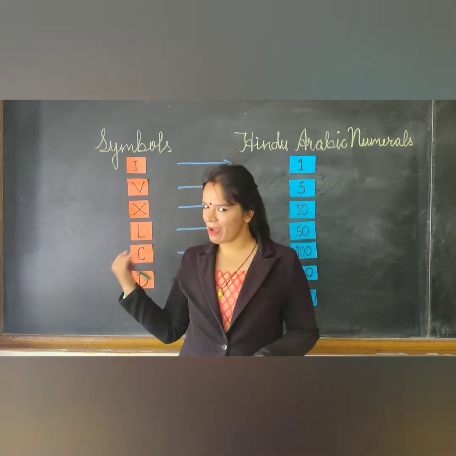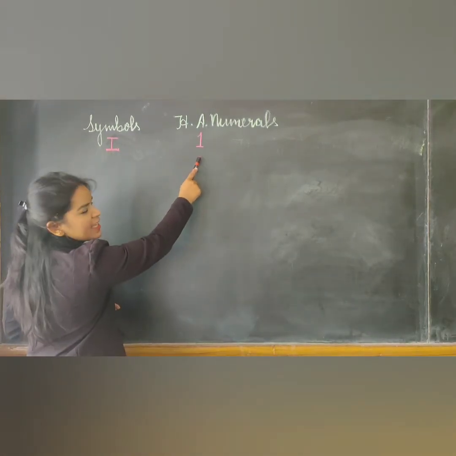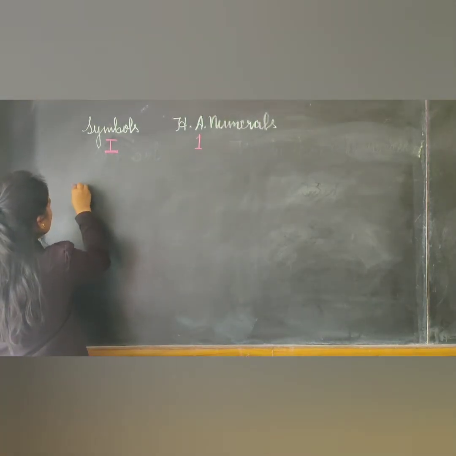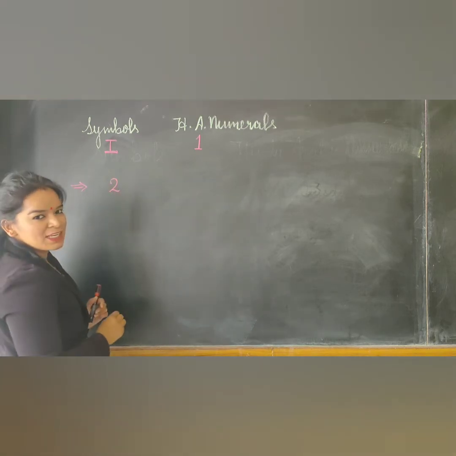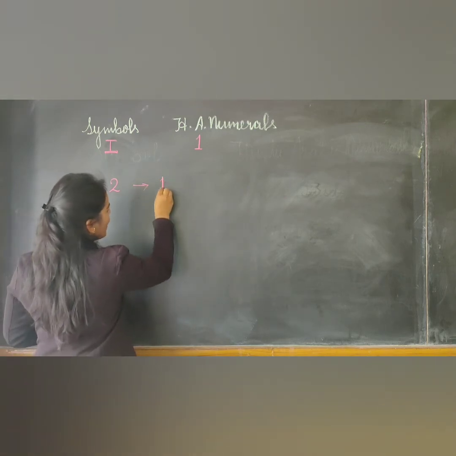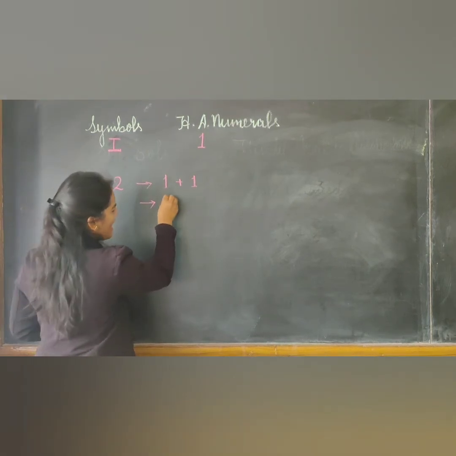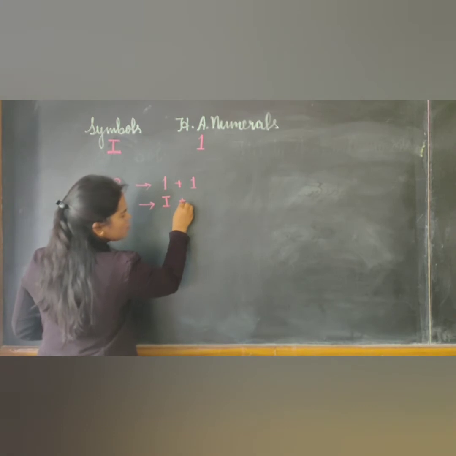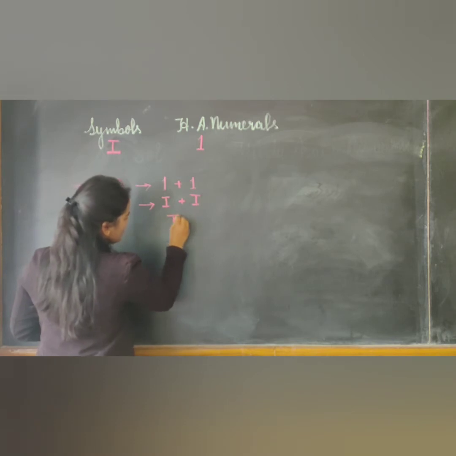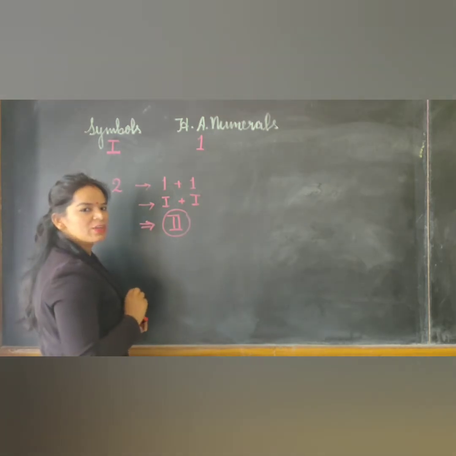How to do that? Let's have a look. Students, as we know, I means 1 in Hindu Arabic numerals. Now, what will be the symbol for 2 in Roman numerals? Let's learn this. How to form 2? 1 plus 1. What is used for 1? I. And what is used for 1 again? I. So I and I makes II, and this is how we write 2 in Roman numerals.